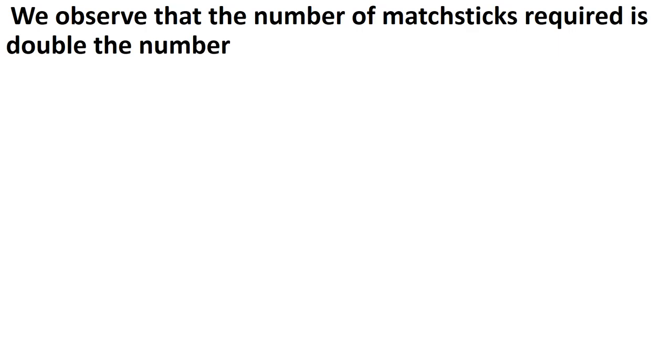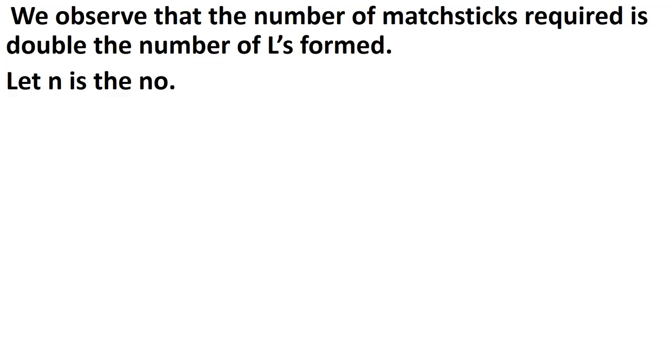We observe that the number of matchsticks required is double the number of L's formed. This is clear from the table. We have seen in the table that if we make 1 L, we are using 2 matchsticks. If we are making 2 L, then we are using 4 matchsticks. Means the number of matchsticks required is double the number of times we are making L.